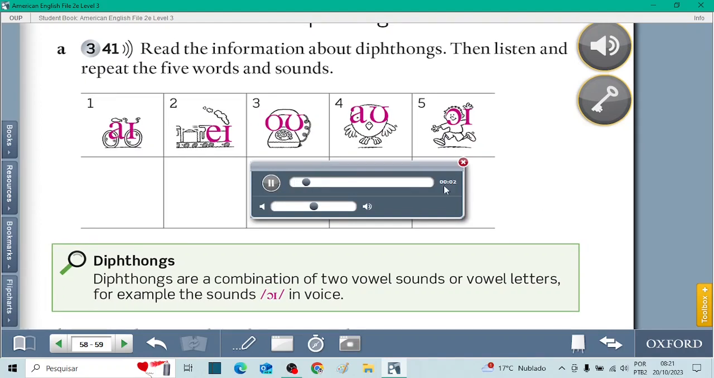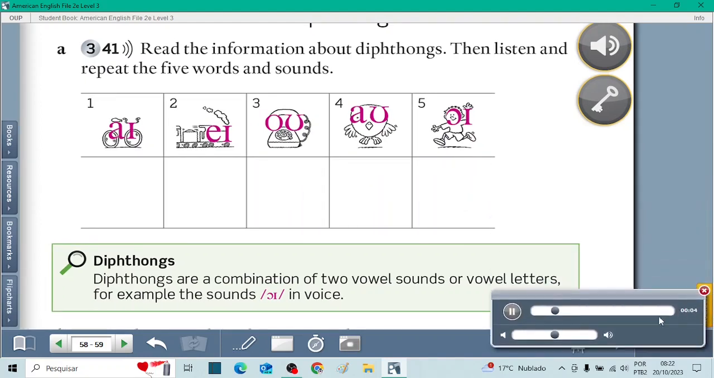3.41. 1. Bike. I. 2. Train. A. 3. Phone. O. 4. Owl. Ow. 5. Boy. Oi. Great.